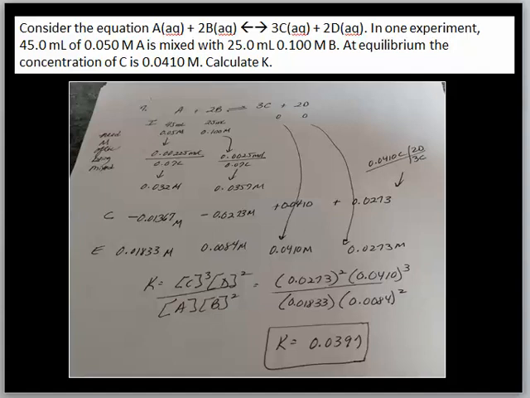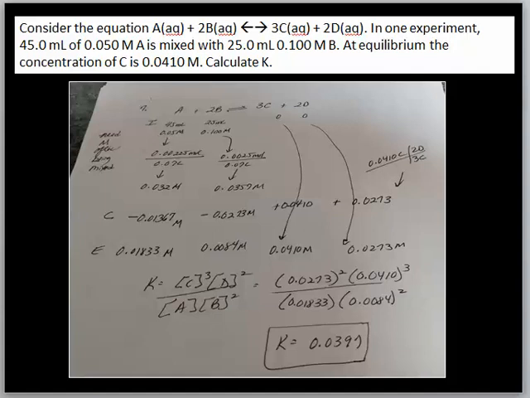Question number 7. This one's a little tricky because they've given you molarities, but they've also given you volumes of these. So this problem probably gave you some difficulty since you haven't had much experience. You would first have to get the moles of A and B, and then the new molarity from the total volume, and that would be your initial.